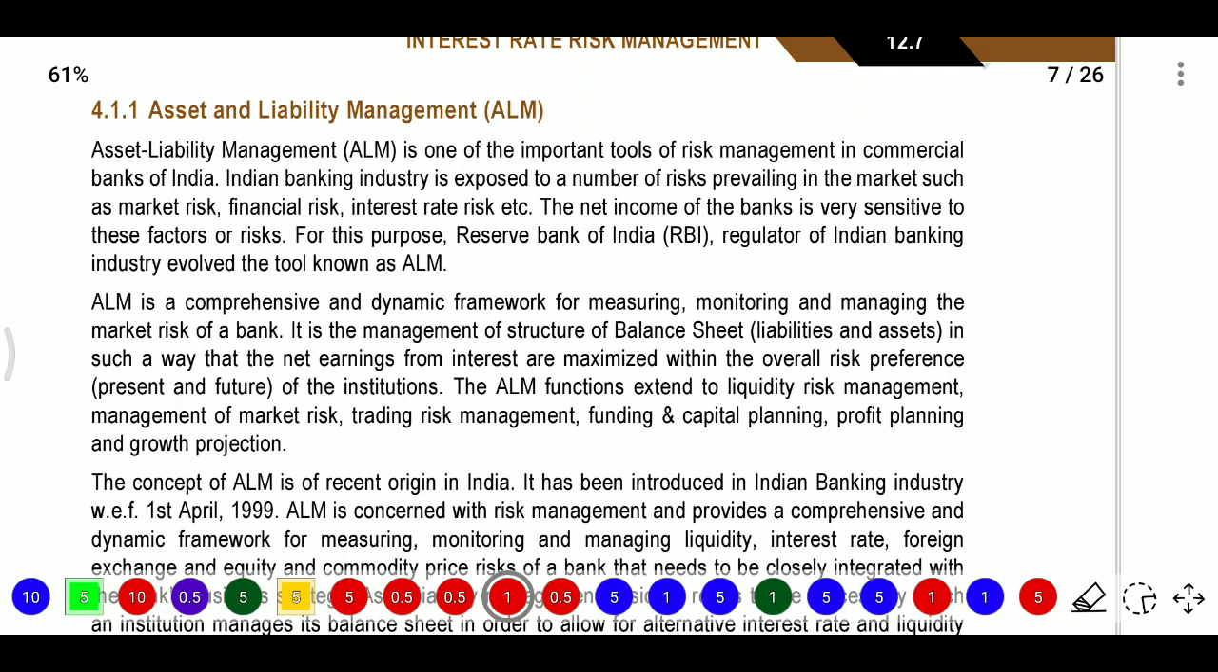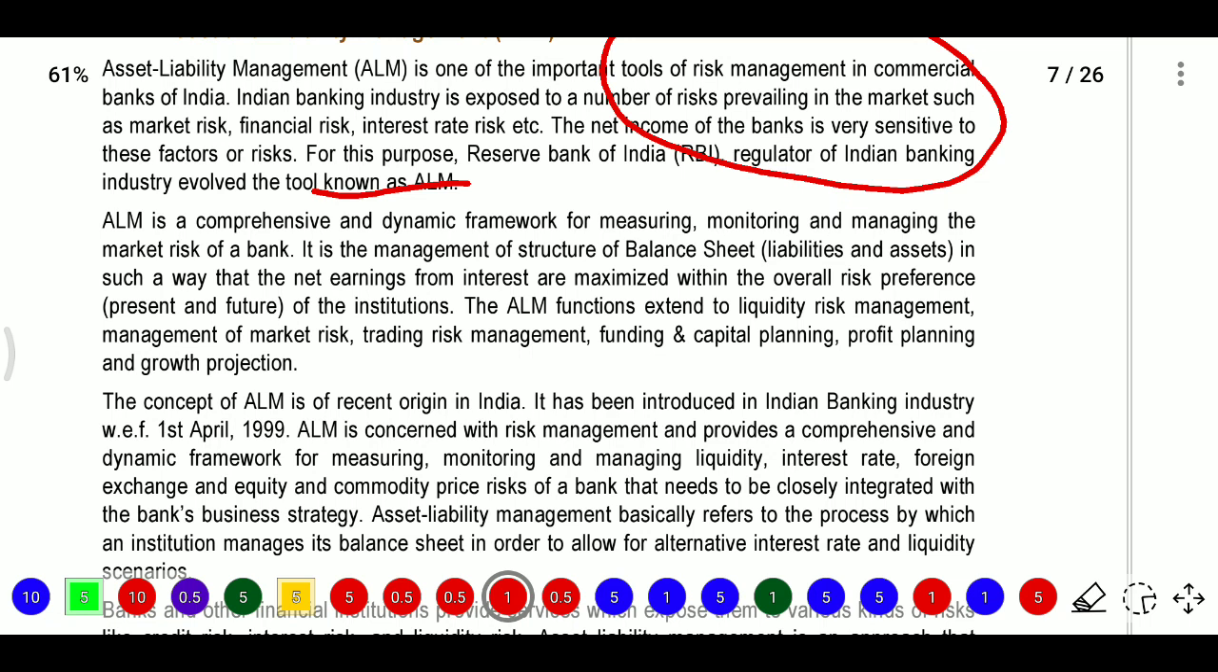The Indian banking industry is exposed to a number of risks. What are the risks? The risks may be market risk, financial risk, interest rate risk, and different types of risk. So the net income of the bank is very sensitive to these factors or risks. For this purpose, RBI, the regulator of the Indian banking industry, evolved the tool known as ALM. It is a tool which can be used for risk management in commercial banks of India.